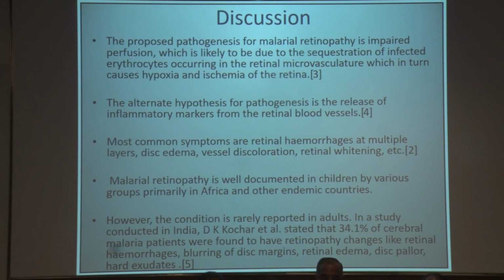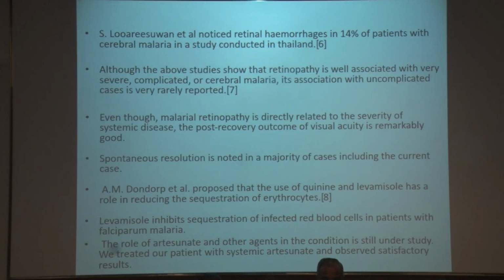Malaria retinopathy is well documented in children by various groups, primarily in Africa and other endemic countries. However, the condition is rarely reported in adults. In a study conducted in India, D.K. Coker stated that 34.1% of cerebral malaria patients were found to have retinopathy-like changes like retinal hemorrhages, blurring of disc margins, retinal edema, and disc pallor, and also hard exudates.